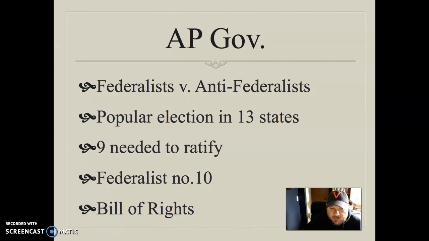So what they did is they wanted to do popular elections in all 13 states. To make this Constitution legit, 9 states needed to ratify it. So when 9 of the 13 said it was okay, boom, we're good to go. There became an instant debate, an instant battle between Federalists, those that wanted the Constitution, and Anti-Federalists, those that were opposed to the Constitution. Anti-Federalists wanted strong states' rights. Federalists wanted a stronger national government.